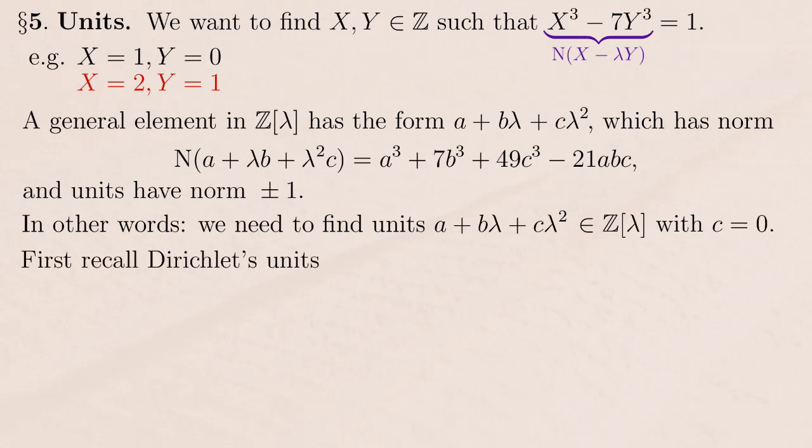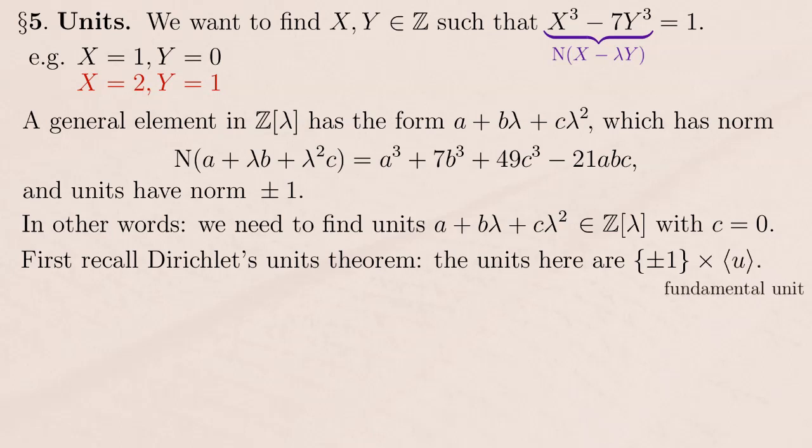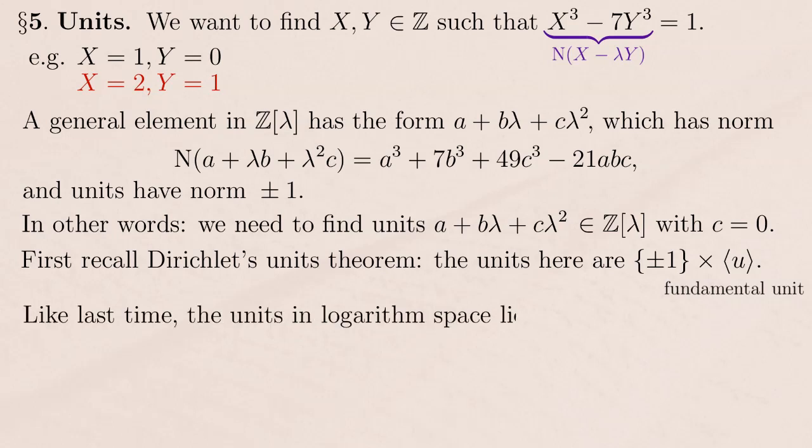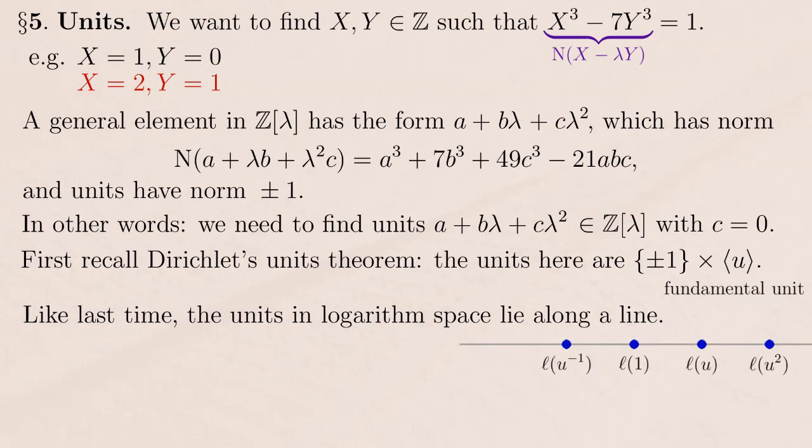First, recall Dirichlet's units theorem. Z adjoin lambda has one real embedding and one pair of complex conjugate embeddings, as we saw at the start. So its units are just the finite order roots of unity, that's plus and minus 1, multiplied by some power of a single fundamental unit u. That is, like last time, the units in logarithm space lie along a line. Here's L of 1, L of u squared, and so on. And in the other direction, L of u inverse, L of u to the minus 2, etc.